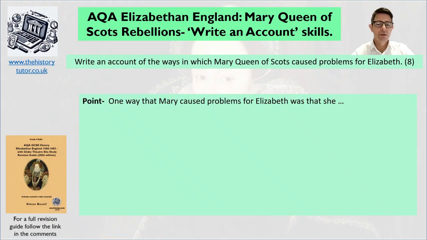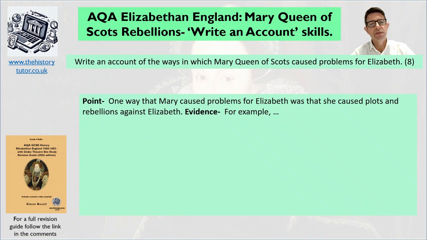So let's work through an idea together, shall we? So we need to set up our argument first of all. We need to make a point. So find this question in your revision guide if you haven't already. If you haven't got my revision guide, firstly, why not? But secondly, you can just get a piece of paper and work through this one. So make an opening point. So one way that Mary caused problems to Elizabeth was that, and then set up your argument. So pause me now and set up an argument.